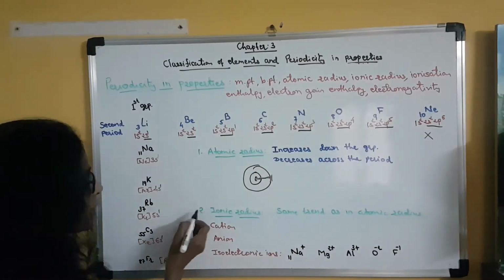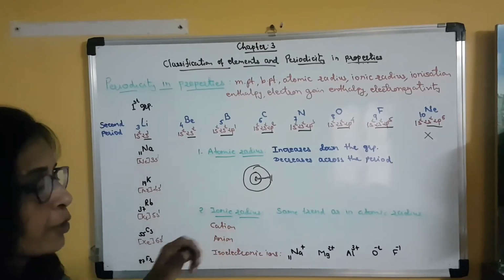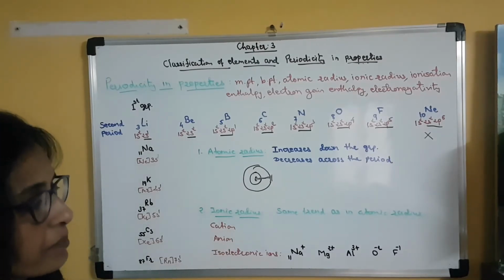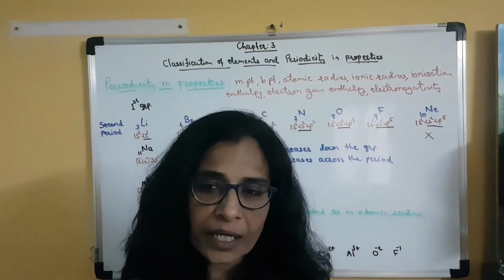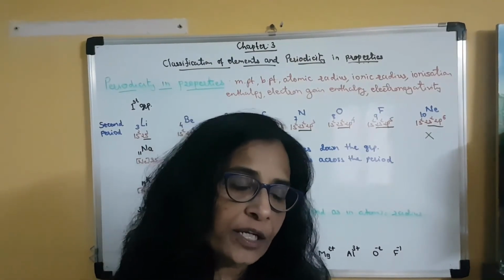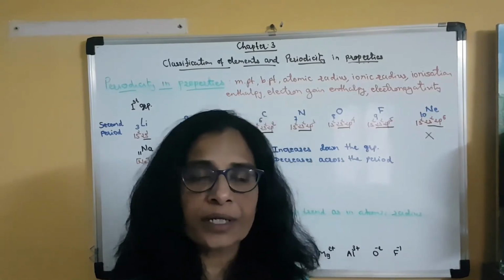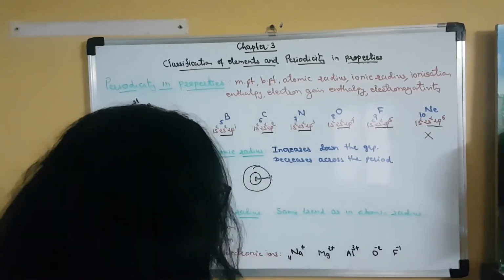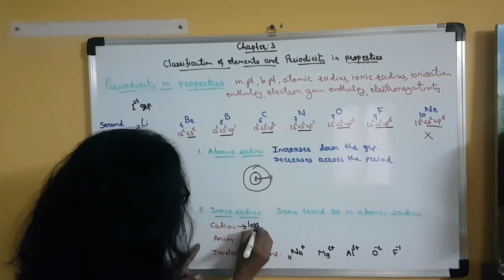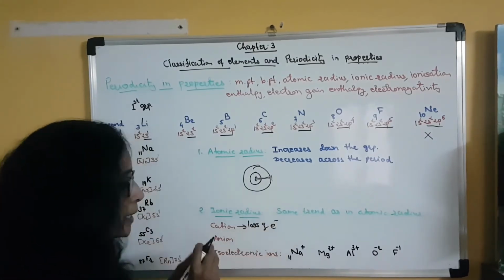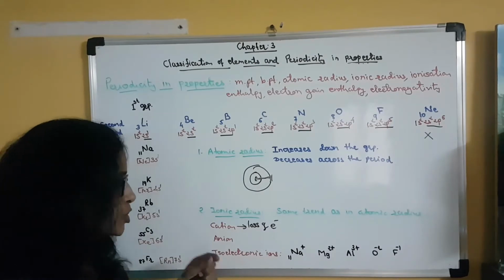Now the second periodic property is ionic radius. Ion means either the atom loses or gains electron, and then it is converted into either a positive charge or a negative charge respectively. If it loses electron, so by loss of electron, the atom is converted into a positive ion.